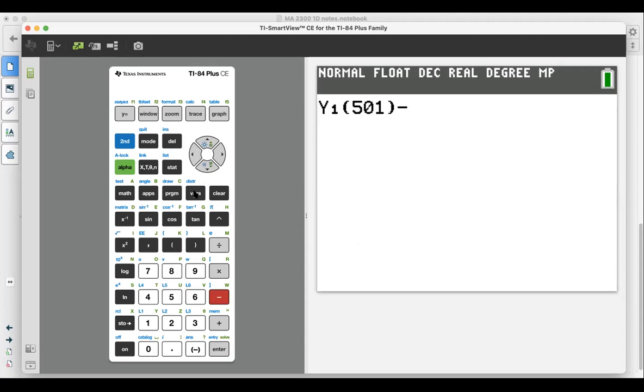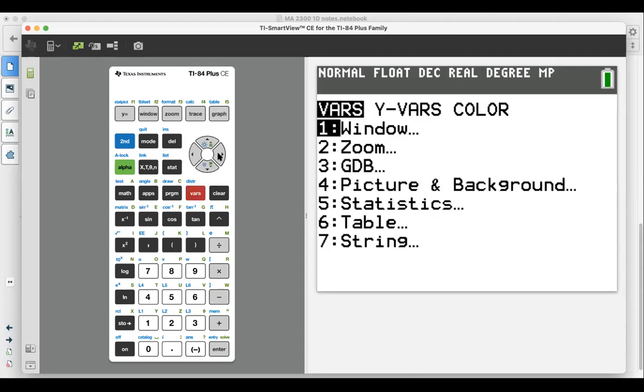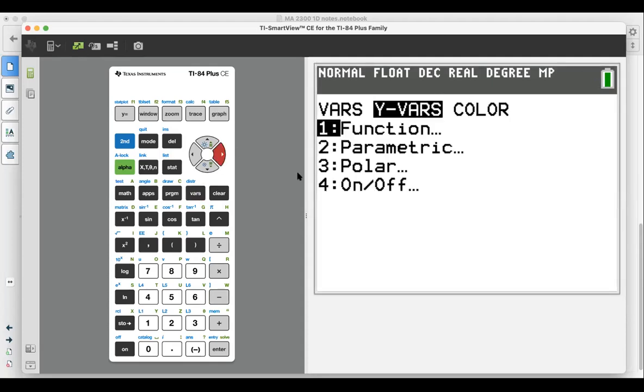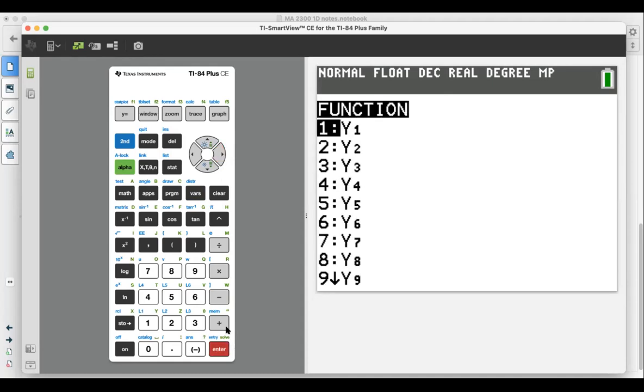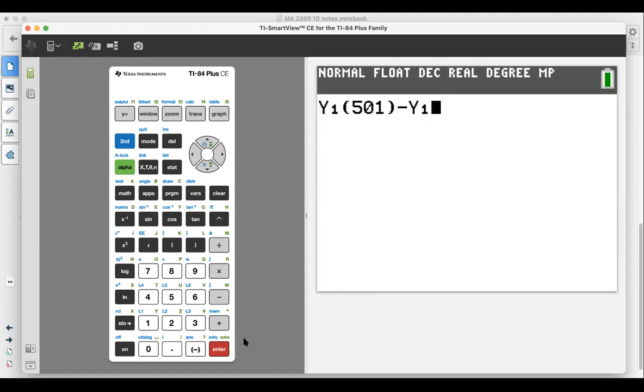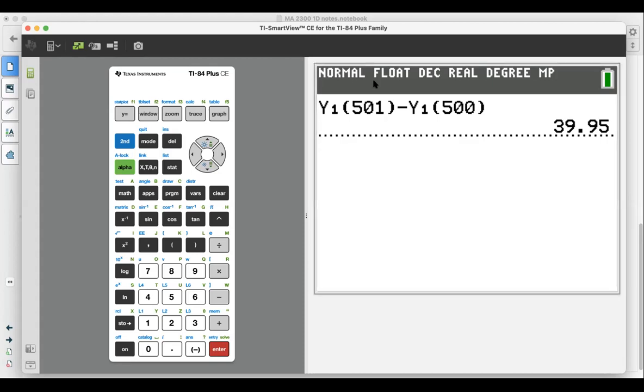Then the next one is what? Go to vars, y vars, that's the y variable, and function number 1, where we stored our function in y sub 1, and open parentheses 500, and press enter. Boom, there it goes. So you can still get the same answer, but you just have a couple more buttons to press. Okay. All right. So that's basically what's happening.